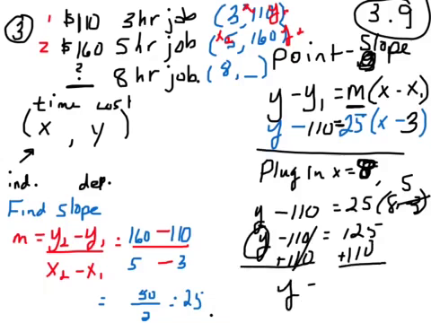And I'm going to get y equals $235. So it's going to cost $235 for the plumber to do an 8-hour job.